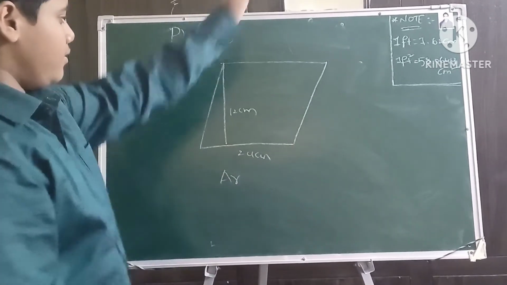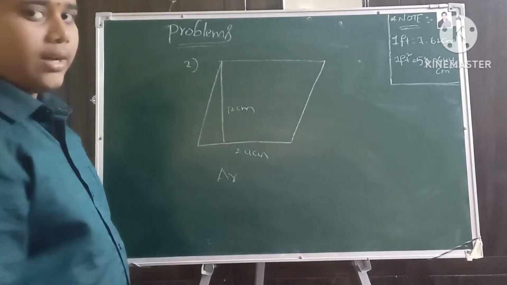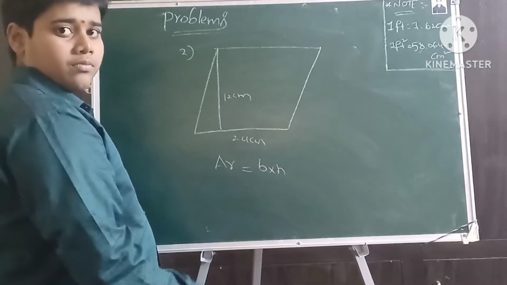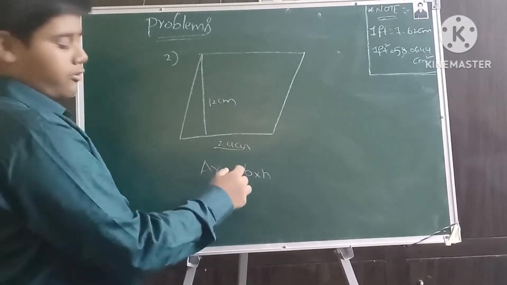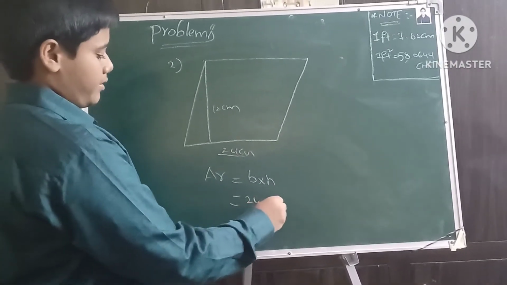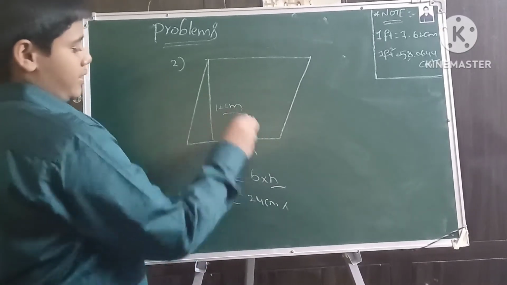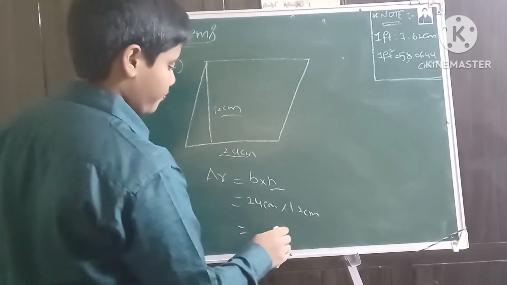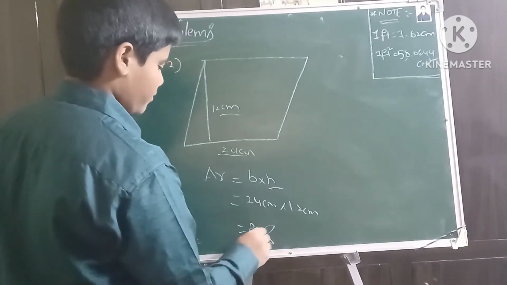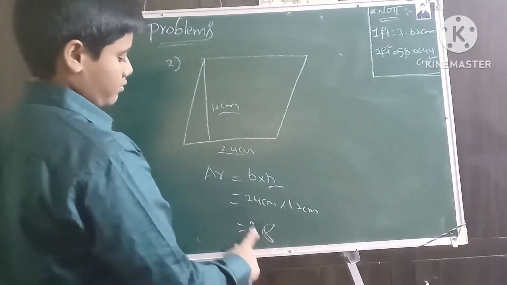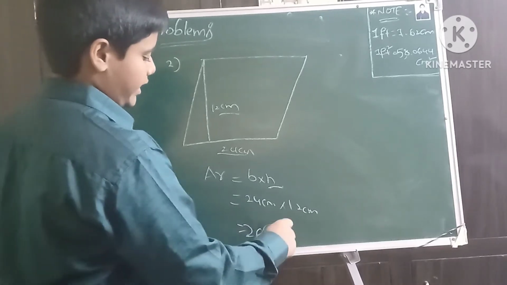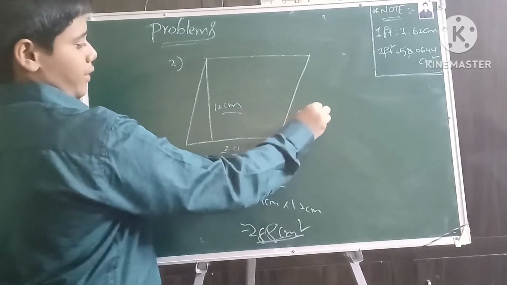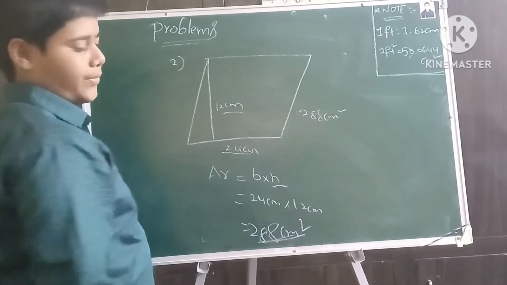Here they are asking what is the area of this parallelogram. So area of parallelogram is base into height. Here base is 24 centimeters into here height is 12 centimeters. So 24 into 12, 288 centimeters square. The area of this parallelogram is 288 centimeters square. Okay.